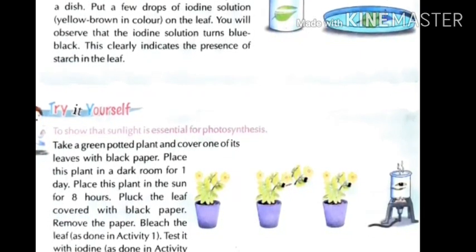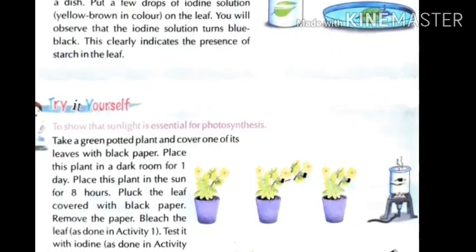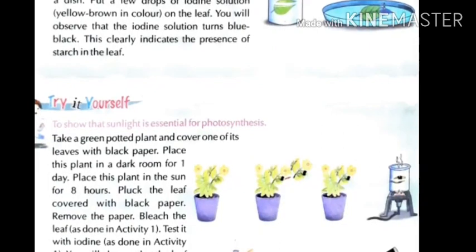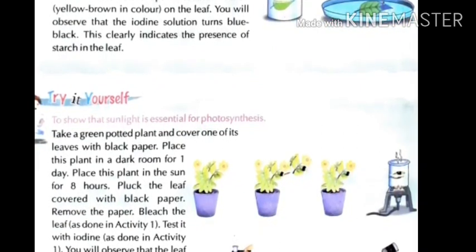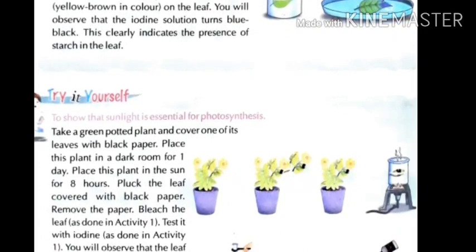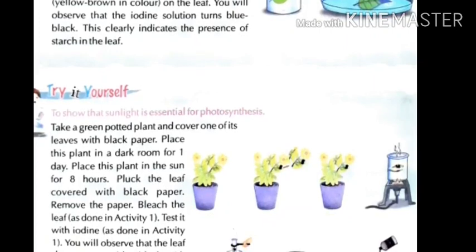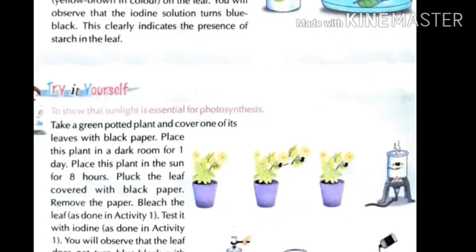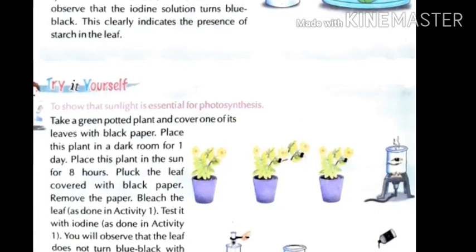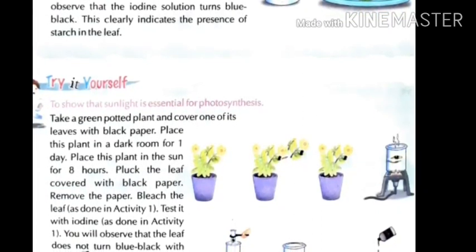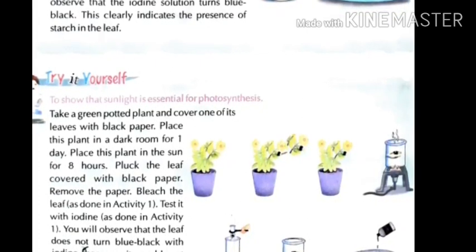Place this plant in a dark room for 1 day. Place this plant in sunlight for 8 hours. Pluck the leaf covered with black paper. Remove the paper. Then after this, bleach the leaf, and you know how we can bleach the leaf, as we have done in activity 1. Test it with iodine, the same way as we did in activity 1.